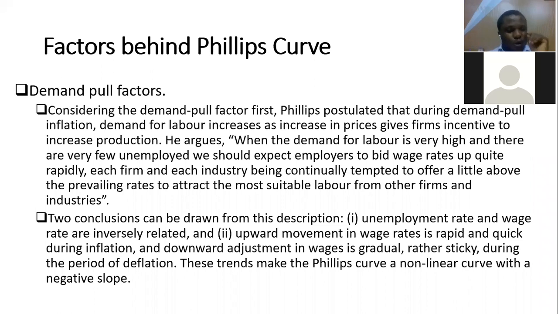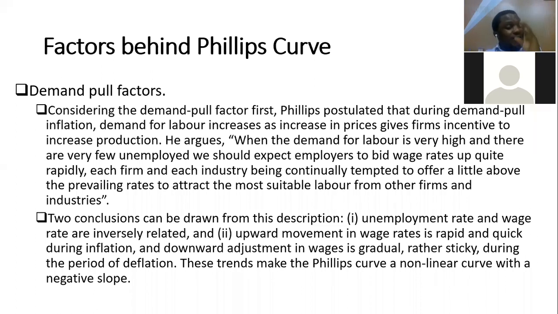The second thing we'll draw is that there's an upward movement in wage rate. The upward movement in wage rate is rapid and quick during inflation, but the downward adjustment is gradual. This confirms the rigidity as defined by Keynes that we discussed 2 weeks ago.